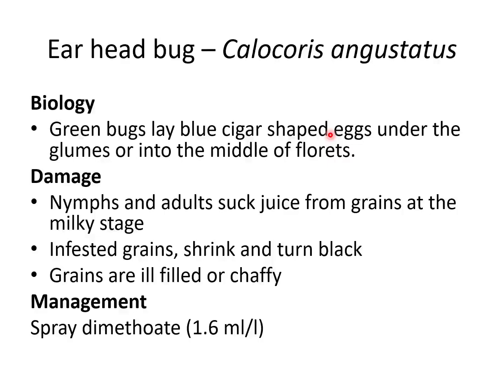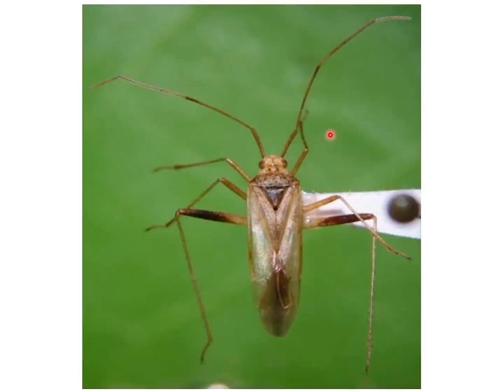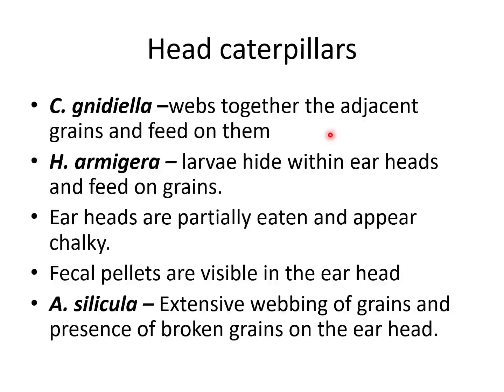It lays blue cigar-shaped or cylindrical eggs under the glumes in the developing flowers or into the middle of the florets. That means the bugs lay eggs in the panicle itself. Once the egg hatches, the nymphs and adults suck sap from the grains when the grains are at the milky stage, just like rice bug. Because of this feeding at the milky stage, the grains will turn chaffy, the infested grains start shrinking and turn black. So the grains turning chaffy is a typical feature. This is the picture of sorghum earhead bug Calocoris angustatus.